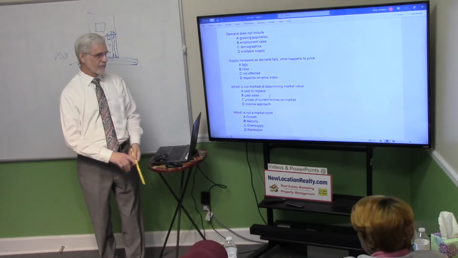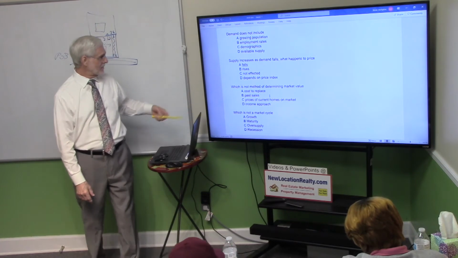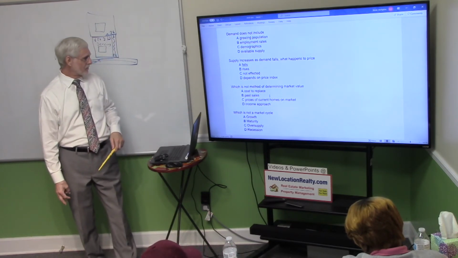You might have to go 15 cents on the dollar. Supply increases, and you might have to just give them away. If you've got too many of them, the price is going to have to fall. Which is not a method of determining market value?